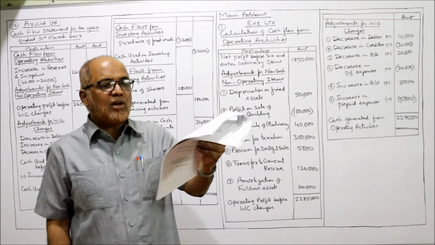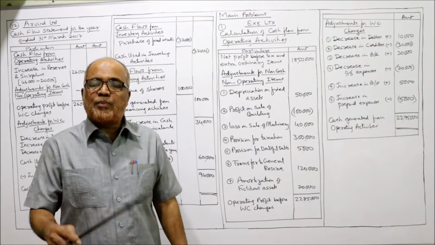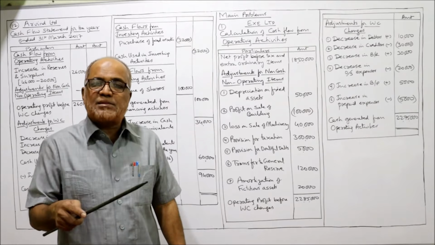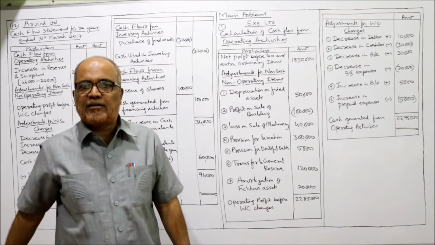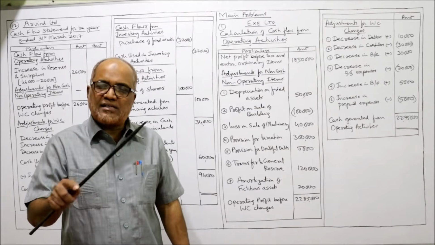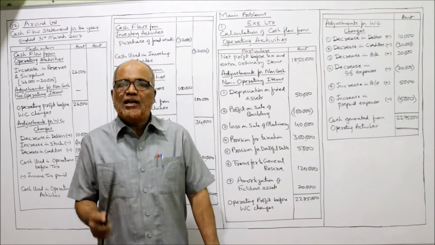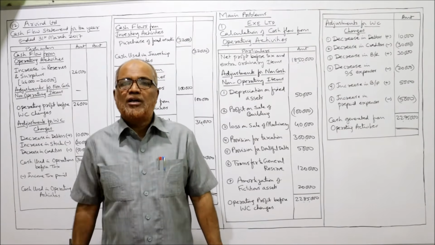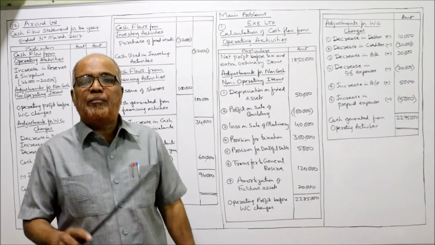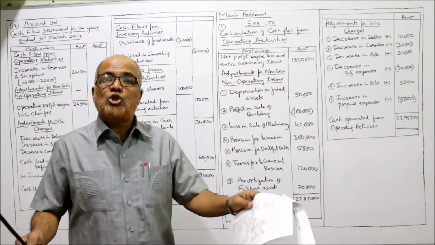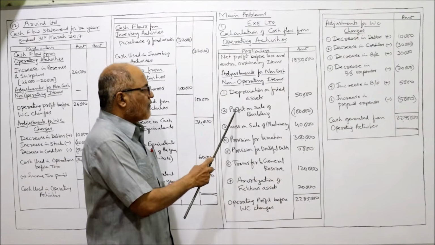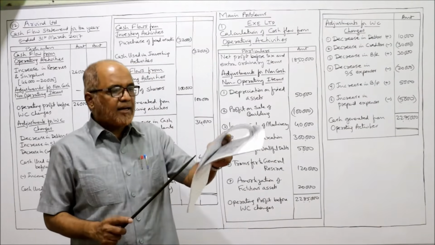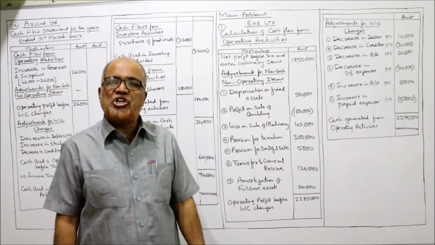Then profit on sale of building, 1 lakh. This profit on sale of building is non-operating income. If it is an expense or loss, it will be added. If it is income, it should be deducted. Here, profit on sale of building is an income, so it should be deducted. So profit on sale of building minus 1 lakh. Next one, loss on sale of machinery.